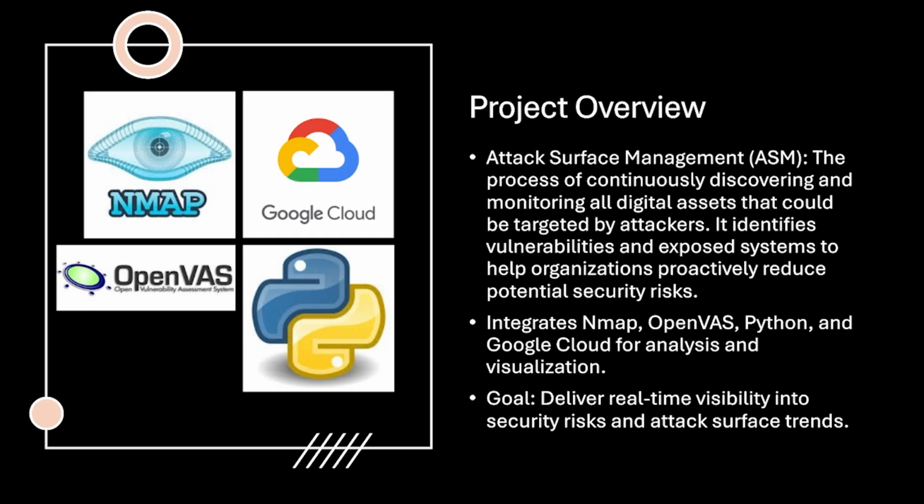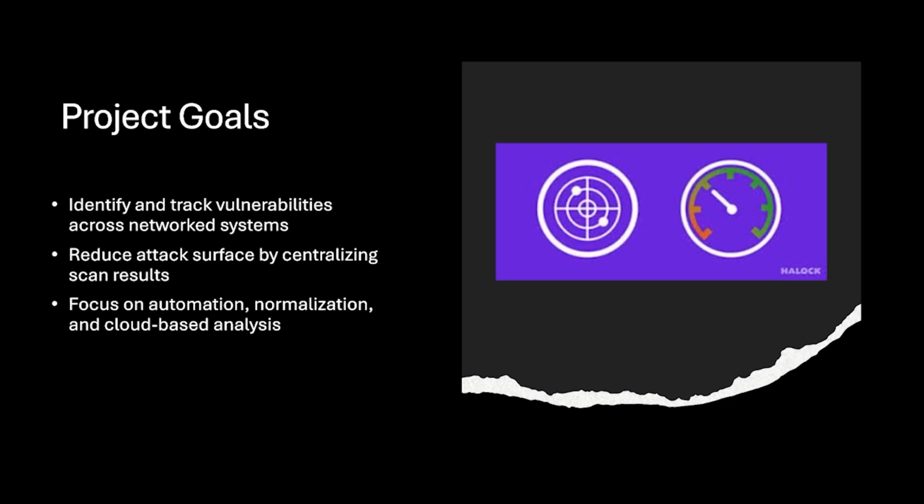The attack surface management project is the process of continuously discovering and monitoring all digital assets that could be targeted by attackers. This project will basically be designed to discover and manage vulnerabilities across networks and threats, and it identifies and exposes those threats, and you'll be able to see the data and visualize it. And a lot of cybersecurity companies do this manually. So our project integrates Nmap, OpenBAS, Python, and Google Cloud for analysis and visualization, and the goal is to deliver real-time visibility into security risks and attack surface trends.